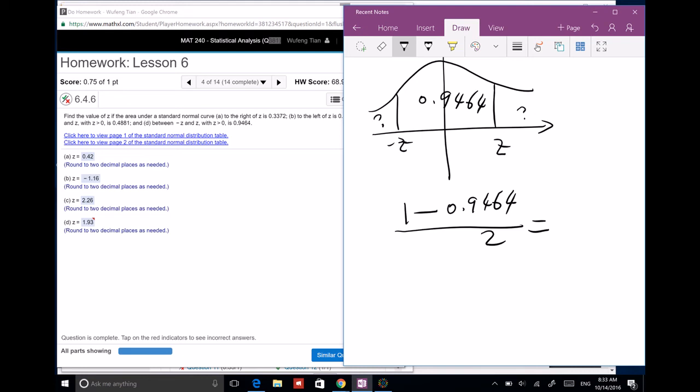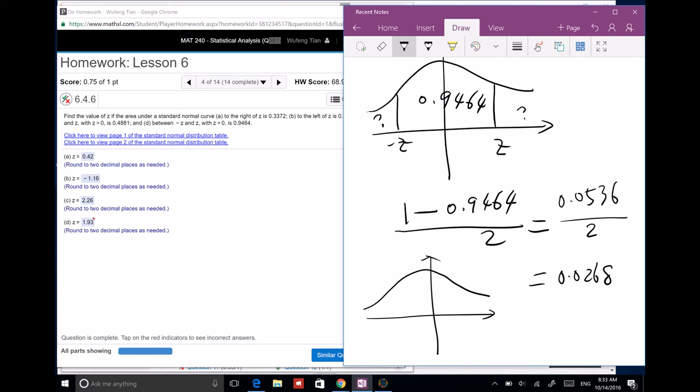So the area is 0.0536 divided by 2, which is, I have to use the calculator. Give me 1 second. 0.0268. This is the 1 question mark area. So now I need to add these two together.